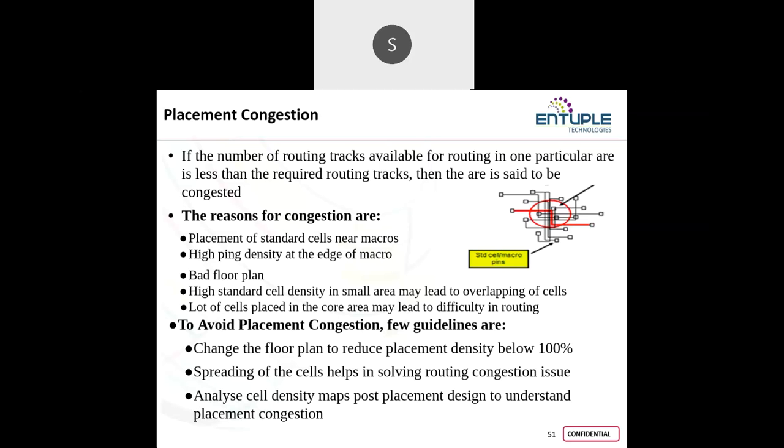So in the placement stage, congestion is nothing but the number of routing tracks available being lesser than the number of routing tracks required. The placement congestion needs to be analyzed after the placement stage, because the routing results depend on how congested the design is. Based on that only, the routing results will be checked. So to avoid any further issues, I need to take care of all these things.